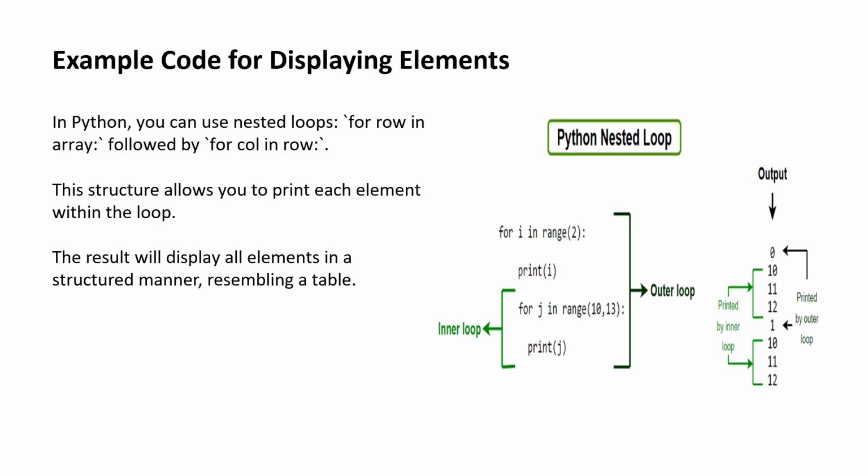Example code for displaying elements. In Python, you can use nested loops: for row in array, followed by for column in row. This structure allows you to print each element within the loop. The result will display all elements in a structured manner, resembling a table.